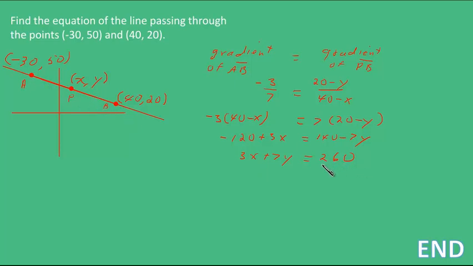Now if you want this in slope-intercept form, we simply make y the subject of the equation. That gives us y equals minus 3 over 7 x plus 260 over 7. The nice thing about this form is that you can see immediately what the gradient of the line is. It's minus 3 over 7, or approximately minus 0.43. And it cuts the y-axis at 260 over 7, or approximately 37.14.